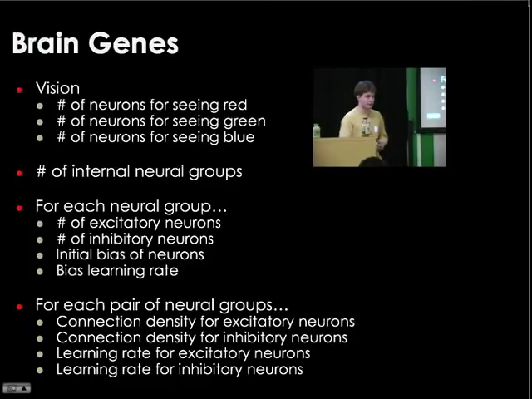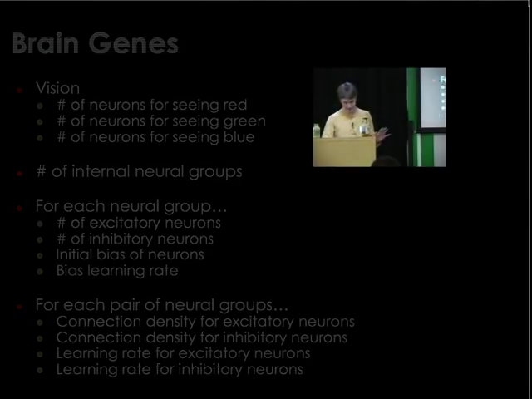This is motivated from biology, and it's not really worth getting into. For those of you who are neural network buffs, you can read about all that. But the main thing to take home from this is that the genes loosely specify the brain, and they do it at the neural group level. That's really the main thing to take from this.